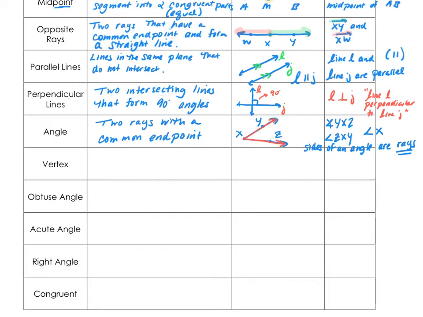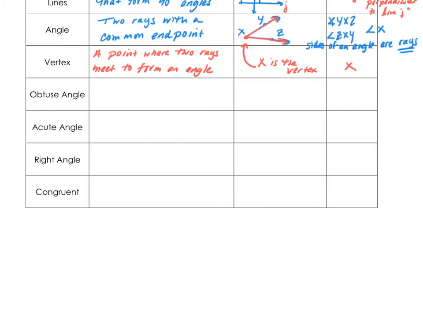The vertex of an angle is the point where the two rays meet to form an angle. And so the only thing we have to say here is that X is the vertex. And it's just a point. So just put an X in there if you want to.